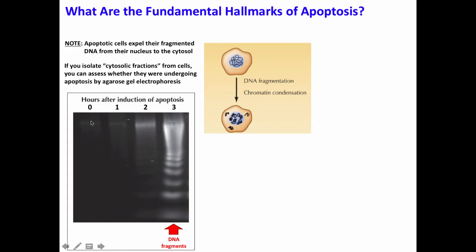What we're looking at is a gel that was loaded with cytosolic fractions from 4 different samples. This lane is supposed to be cytosolic fractions from cells that were not treated with anything to induce apoptosis, so they were healthy, so you don't detect DNA fragments here. But these samples are cytosolic fractions from cells that were subjected to something to induce apoptosis for either 1, 2, or 3 hours. And what you can see is as time increases and apoptosis progresses, you can detect the accumulation of DNA fragments in the gel, which again came from the cytosol. Scientists will commonly use the detection of these DNA fragments as a way to determine that cells were in fact undergoing apoptosis.